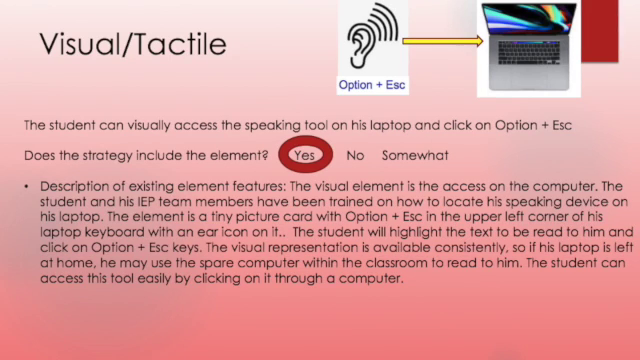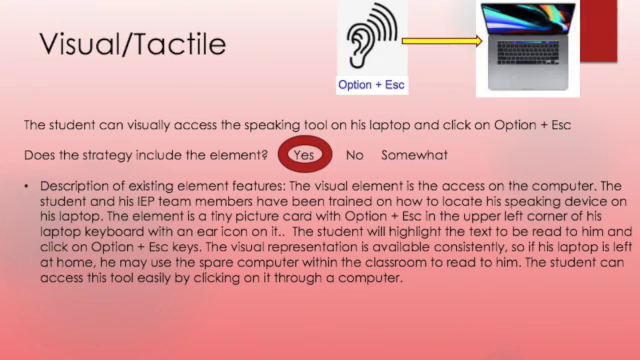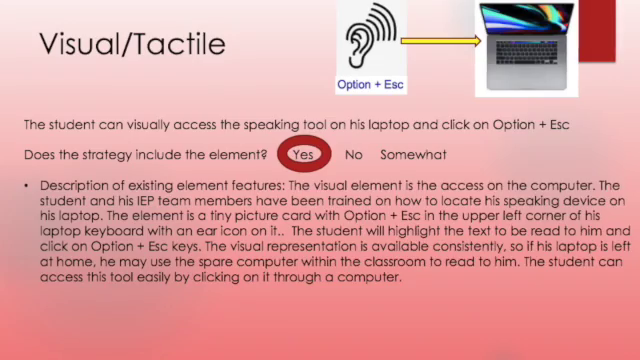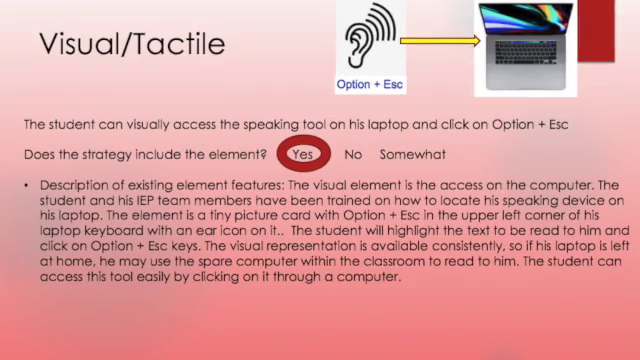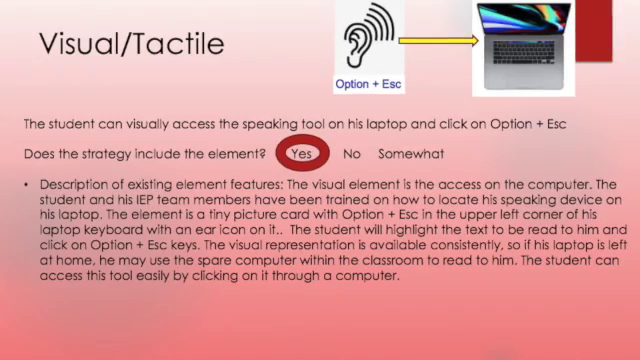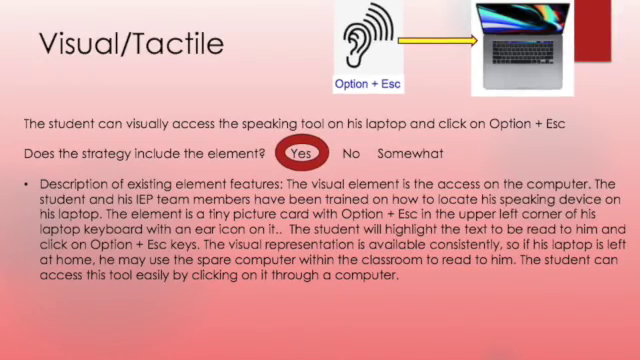The first part of the SART is the visual and tactile needs for the student. The student can visually access the speaking tool on his laptop by clicking Option plus Escape. In the top left-hand corner is an icon that reminds the student that he is able to use this intervention if he forgets to use it, as well as it reminds his teachers that that's available.